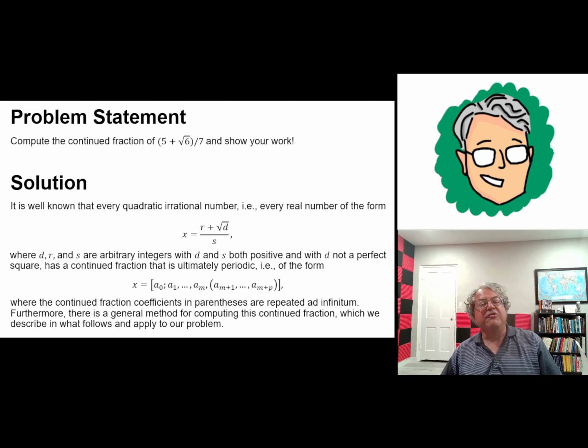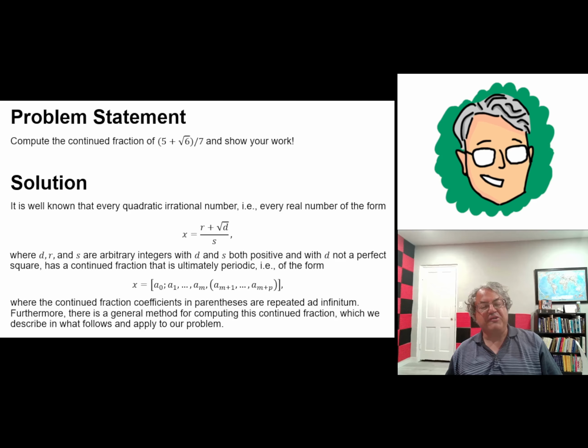I'm asking for the continued fraction of this number, 5 plus square root of 6, all over 7. I'm asking you to show your work. So that's what I showed on the previous slide. And there's a general method for solving continued fractions of this form. This type of number is what's called a quadratic irrational number.